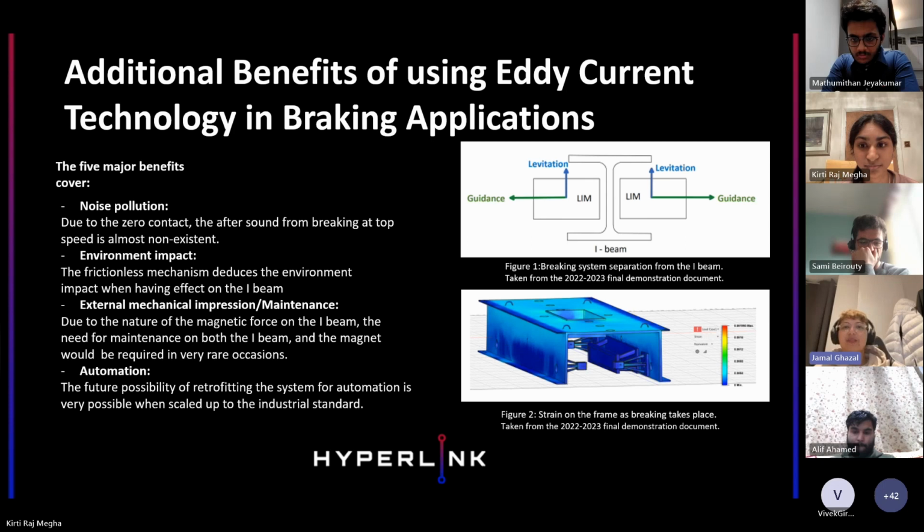Due to the non-contact behavior of this braking system, the frictionless state produces next to no greenhouse gases, indirectly causing zero mechanical impact on the I-beam as well, during the braking phase as presented in figure 1. This also emphasizes the maintainability aspect. It is true that this system requires low maintenance to keep running, due to the slow rate of wear on the magnet. Hence, the possibility of automation is very realistic when scaled up to the industrial standard.